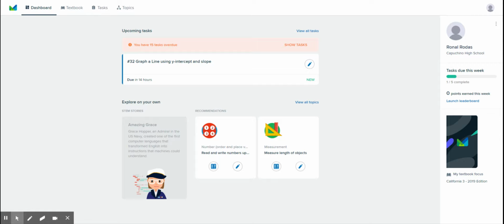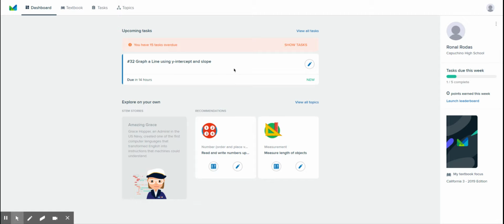Instead, I'm going to show you how to do assignment number 32 in Mathspace. So here I am in Mathspace. I have signed in as Ronald because he hasn't been using his account, so I'm borrowing it for the day. So I notice I have a new task, number 32, graph a line using y-intercept and slope.